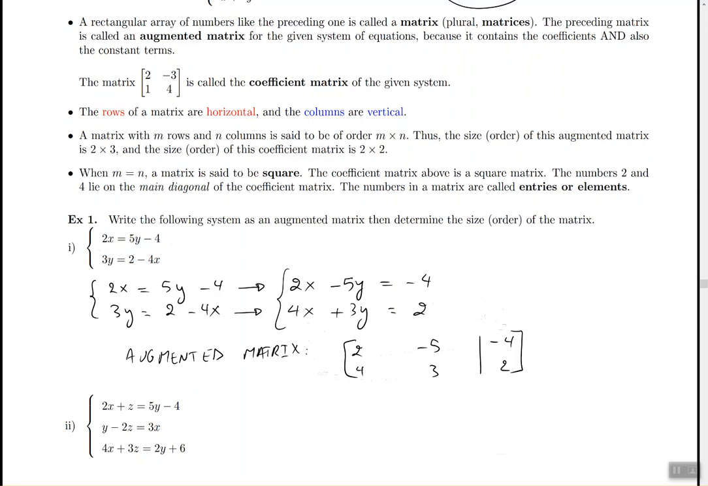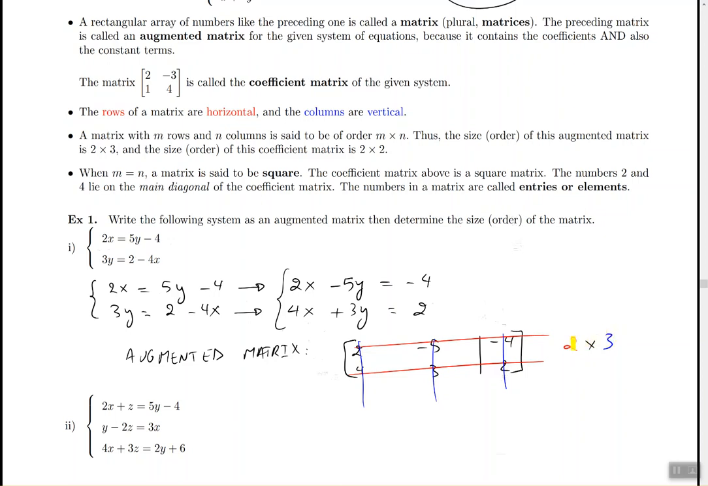What's the order of this matrix, or what's the size? When we say size or order, we're talking about there are 2 rows, 1, 2, and there are 3 columns. So this is a 2 by 3. So that's what we call this matrix. It's a 2 by 3 augmented matrix. What's the coefficient matrix? The coefficient matrix is 2, -5, 4, and 3. Together with the 4 and the 2 on the other side, it's called the augmented matrix.